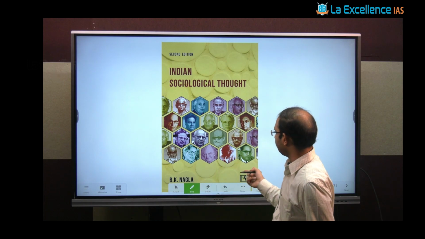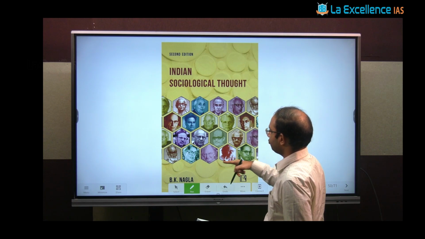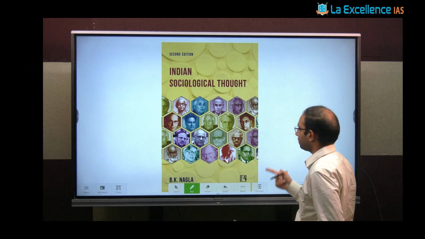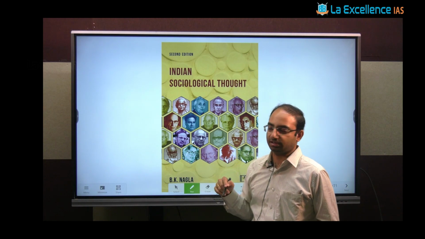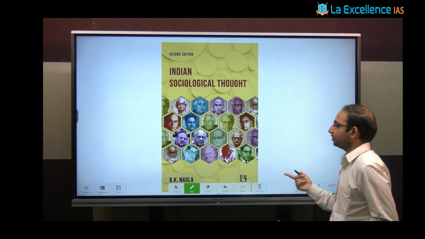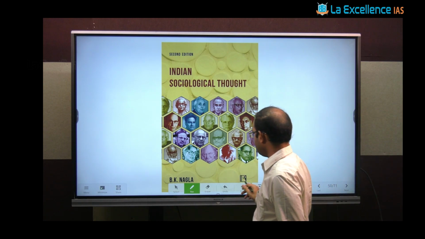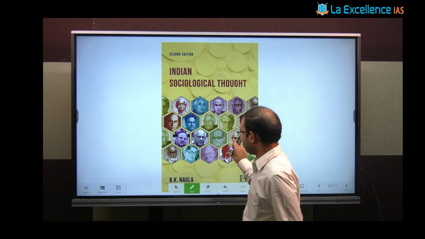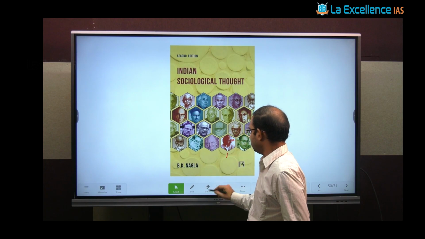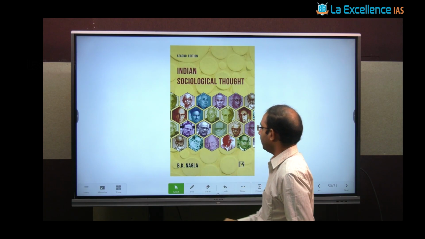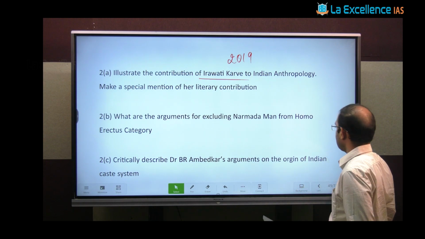Now many students say, sir, where do we get content for all these thinkers? So this is a book where you'll have content for most Indian sociologists and social anthropologists. Aravati Karve is covered here, S.C. Dubey is also covered here, Yogendra Singh is also covered here. So you can get content from this book, Indian Sociological Thought by B.K. Nagla. I have taken content from this book for Aravati Karve.